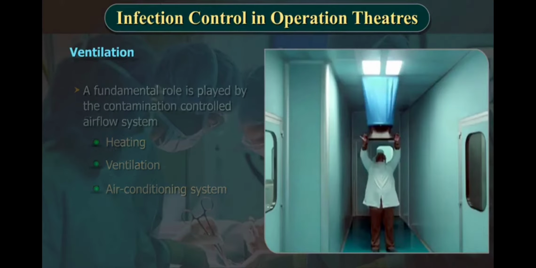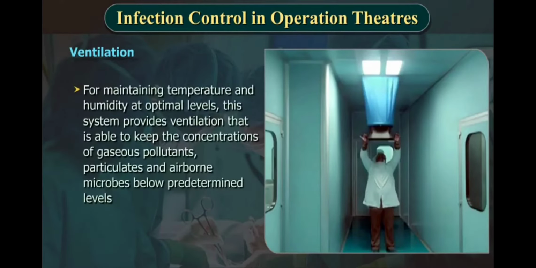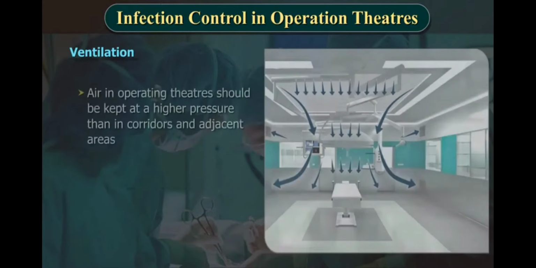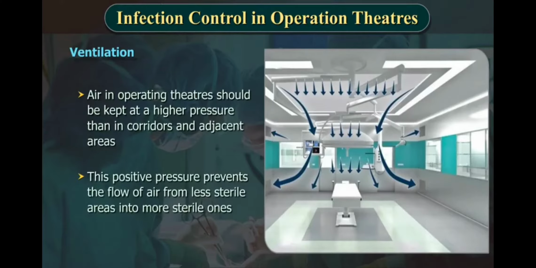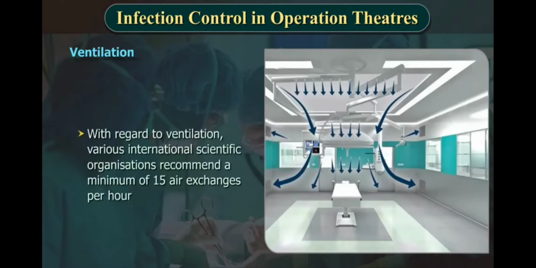In this regard, a fundamental role is played by the contamination controlled airflow system, like the heating, ventilation, air conditioning system. Indeed, in addition to maintaining temperature and humidity at optimal levels, this system provides ventilation that is able to keep the concentrations of gaseous pollutants, particulates, and airborne microbes below predetermined levels. The air in operating theatres should be kept at a higher pressure than in corridors and adjacent areas. This positive pressure prevents the flow of air from less sterile areas into more sterile ones. With regard to ventilation, various international scientific organizations recommend a minimum of 15 air exchanges per hour.